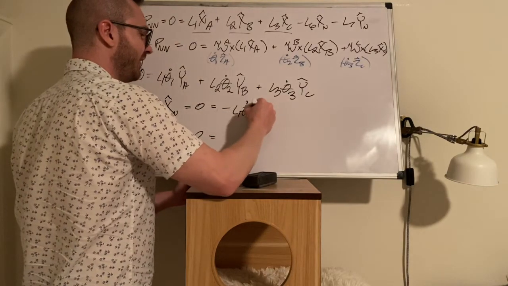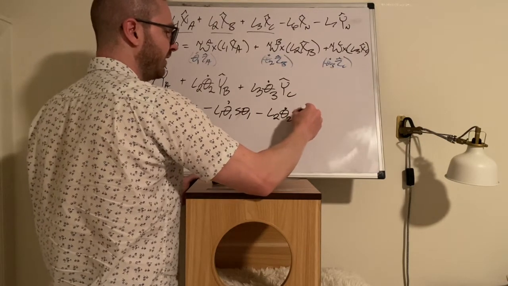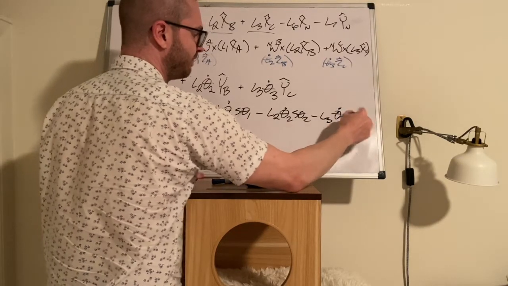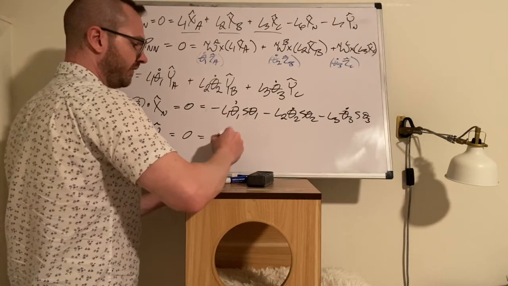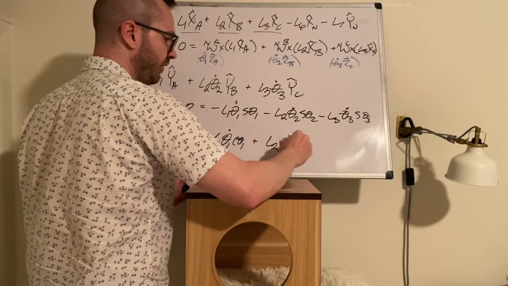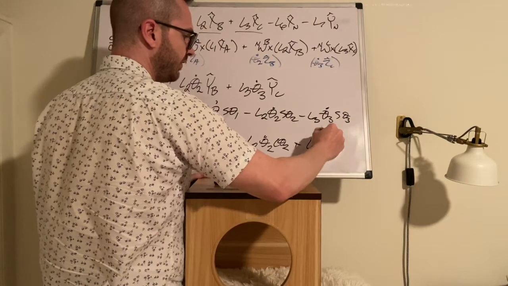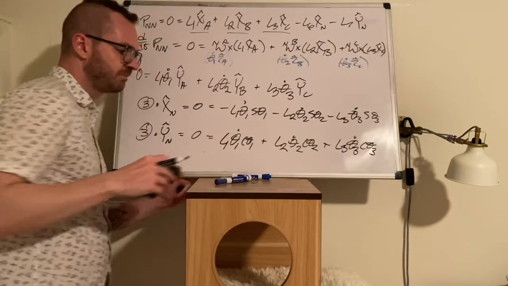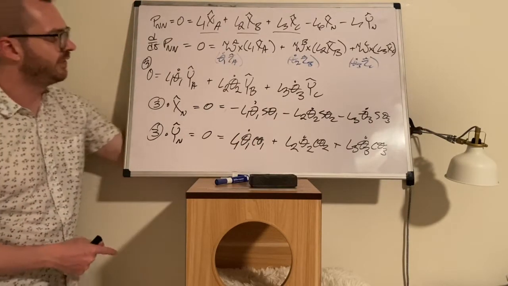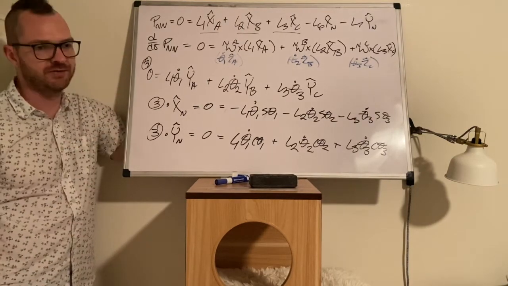Negative L1 theta 1 dot sine theta 1 minus L2 theta 2 dot sine theta 2 minus L3 theta 3 dot sine theta 3. Okay. And then here's the cosines: L1 theta 1 dot cos theta 1, L2 theta 2 dot cos theta 2, and L3 theta 3 dot cos theta 3. Okay. So that was a long walk, but it shows that the order of operations on your derivatives and your dot products doesn't matter.